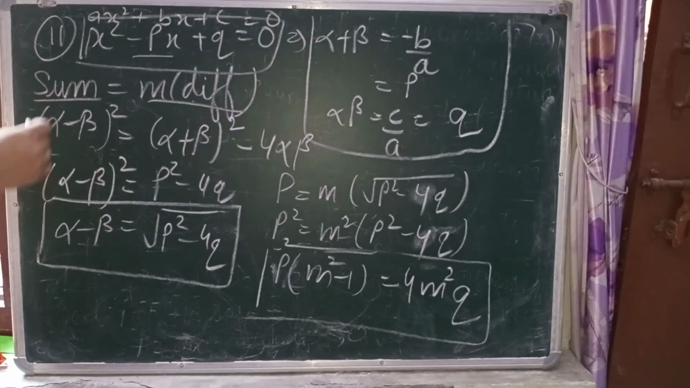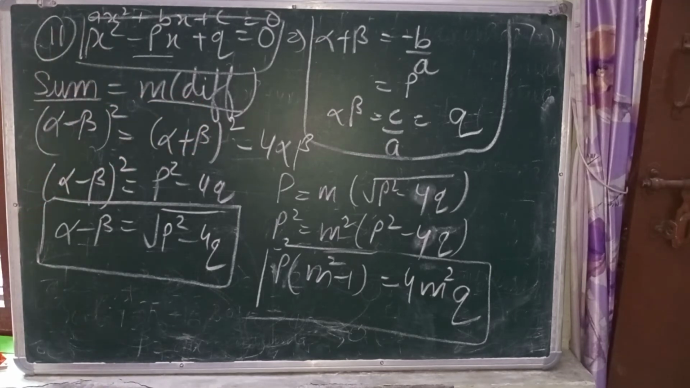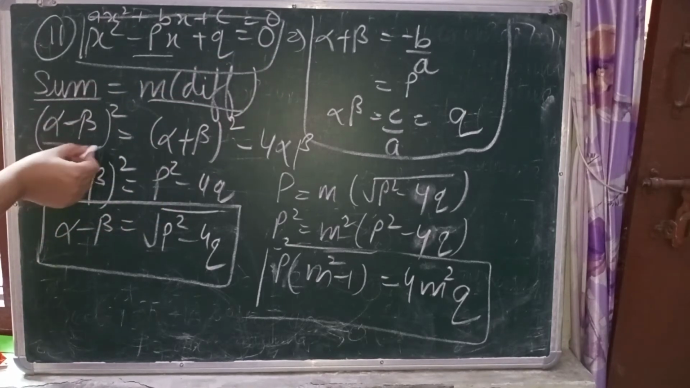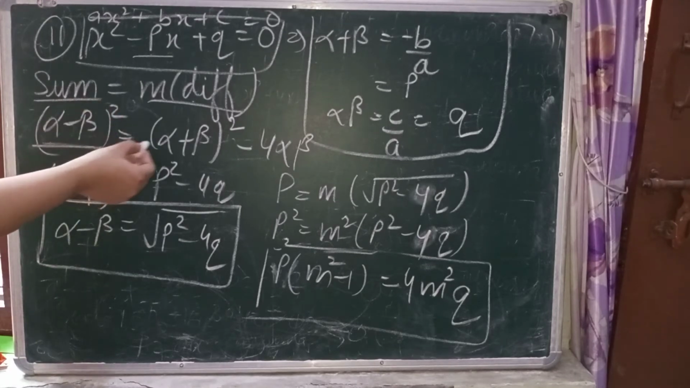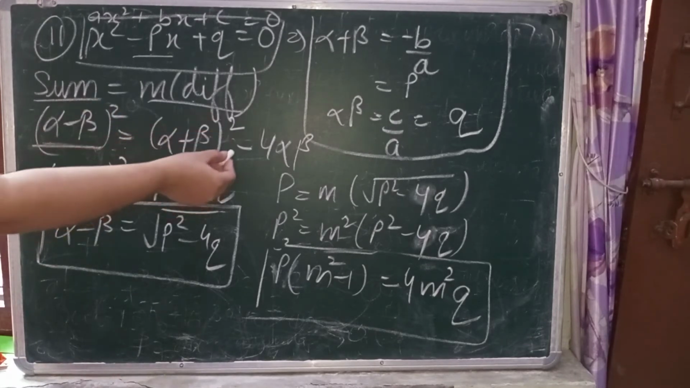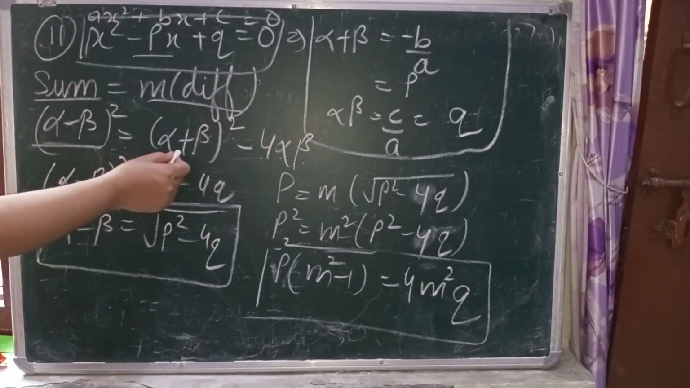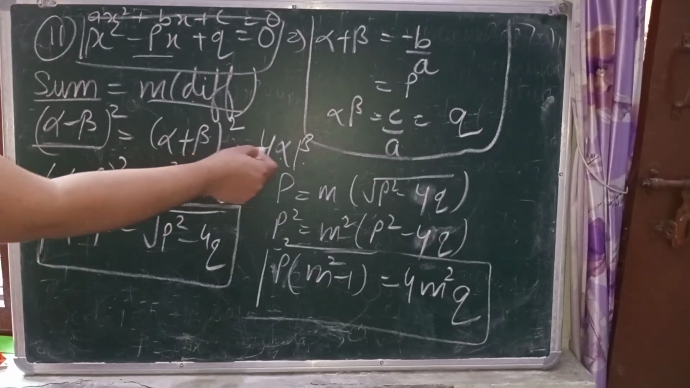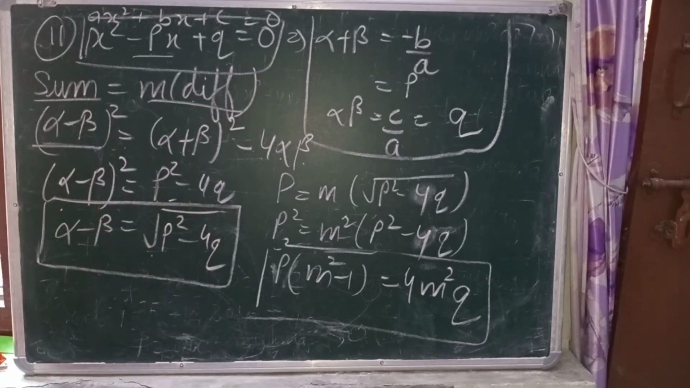Then they have given that the sum of the roots is equal to m times the difference of the roots. The sum we already have, so we have to find alpha minus beta because they are asking for the difference also. I have applied the simple identity: alpha minus beta whole square is equal to alpha plus beta whole square minus 4 alpha beta. Alpha plus beta was already there, it was p, so it will be p square minus 4q. Alpha minus beta will be the square root of p square minus 4q.